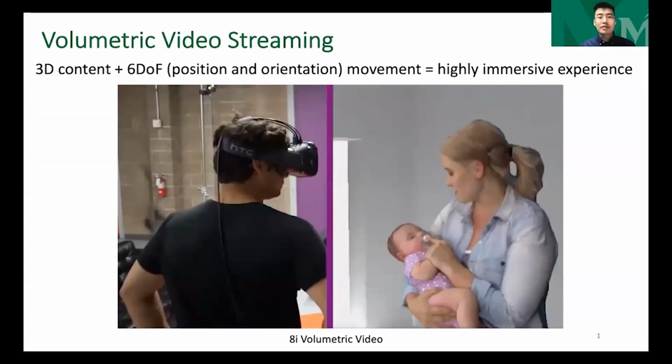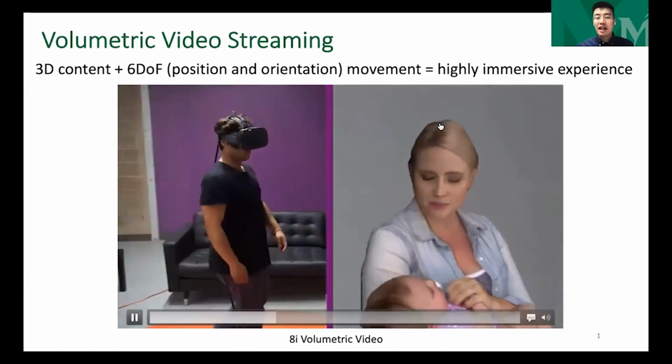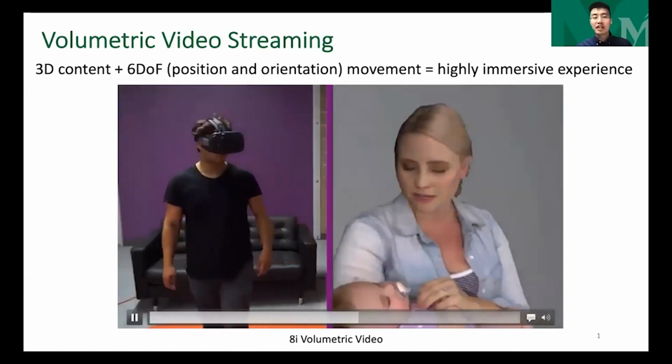Let's start with what volumetric videos are. A volumetric video is a new form of video. The viewer can explore the 3D content in 6 degrees of freedom, including 3 degrees of position and another 3 degrees of orientation. It can provide a highly immersive experience for users because users can change their viewports like they are viewing real things. Here is a demo showing a user wearing a VR headset and watching a volumetric video.